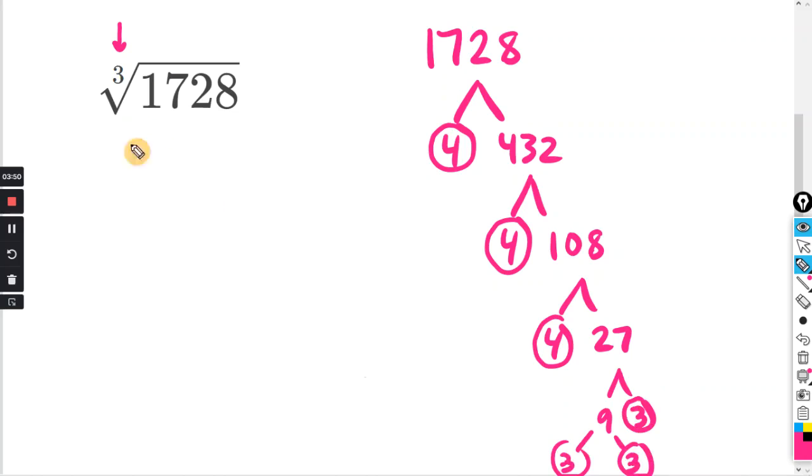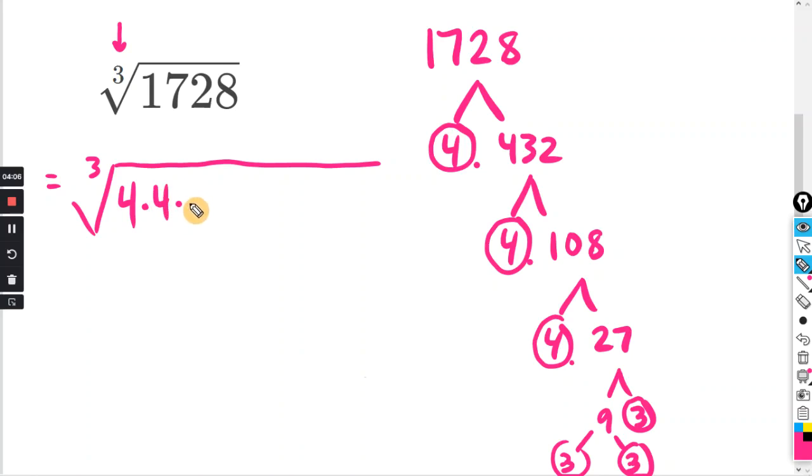So let's see, rewriting this, I have the cube root. It's not the square root, it's the cube root. And how many 4's? 1, 2, 3. So I'm going to write 3 4's multiplied by each other. And then how many 3's? 1, 2, 3. 3 3's. You can't break up the 4's, and the reason I stopped at 4 is because I had 3 of them.